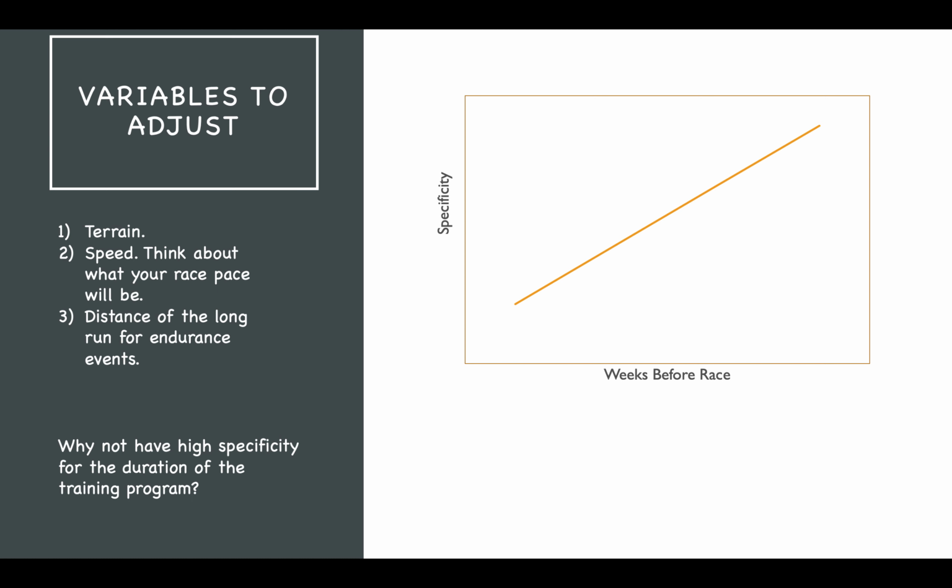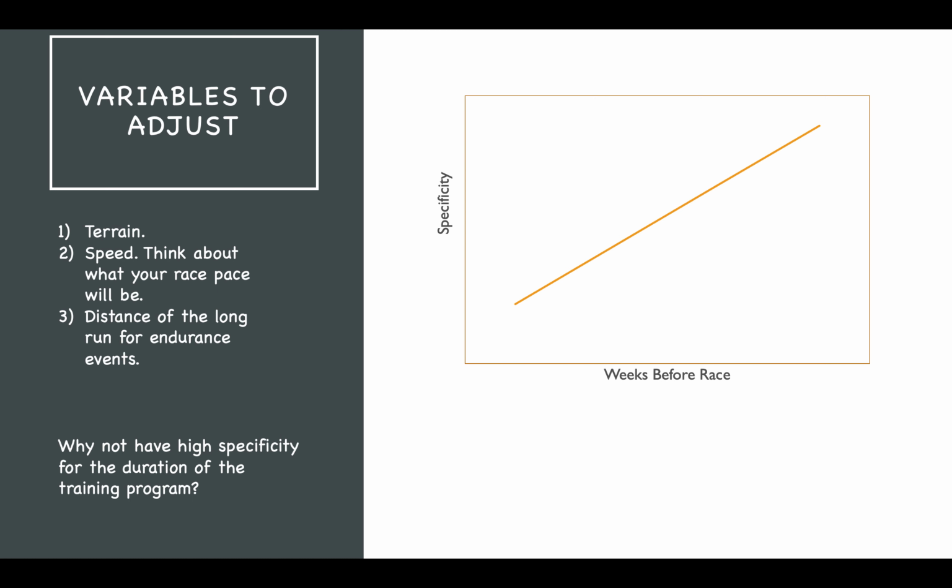All right, so this is just a very basic graph. On the y-axis, we have specificity, and on the x-axis, that's weeks before your race. So as you move from left to right, you're getting closer to race day. As you approach race day, you want your specificity to increase. So what are the variables that we're talking about when we say specificity?